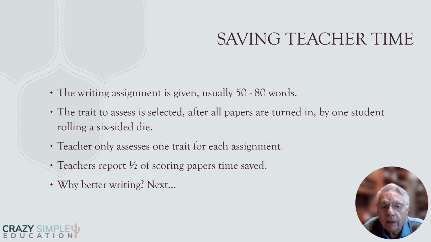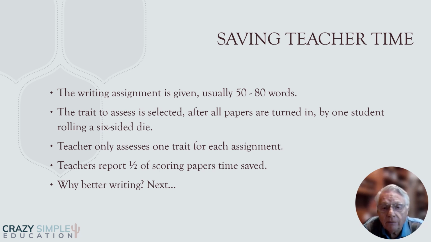Saving teacher time. The writing assignment, usually 50 to 80 words. The trait to be assessed is selected after all the papers are turned in. So we're talking about later on in the year when the students have had a lot of instruction and practice in writing. So all the papers are handed in. Let's say you're using only the 6th grade writing. We're in the second half of the school year.